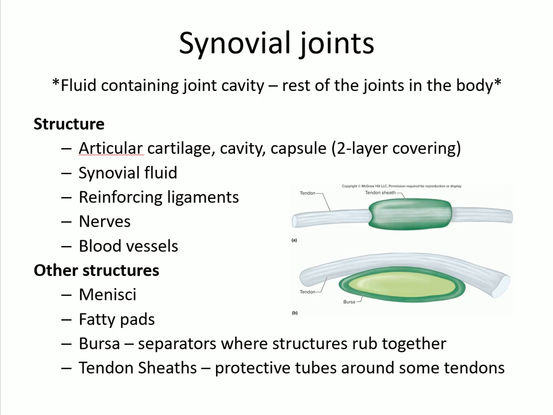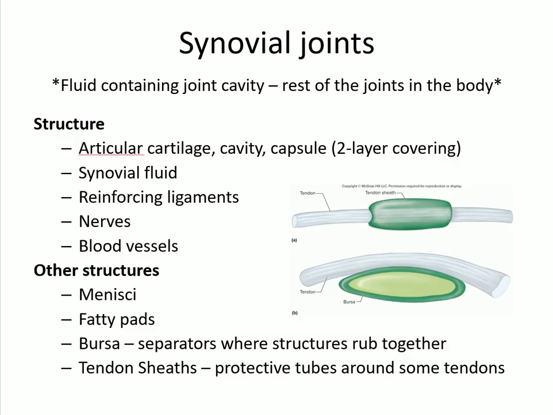Let's see. What we're also going to find there, obviously synovial fluid inside the joint. We're going to find reinforcing ligaments that prevent the joint from going too far in either direction. And then we're also going to find nerves there. So nerves are good, right? Nerves are going to be parts of joints.